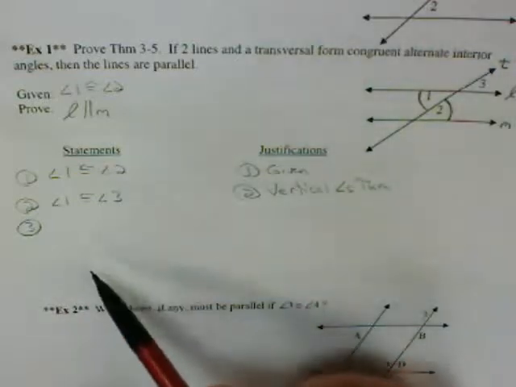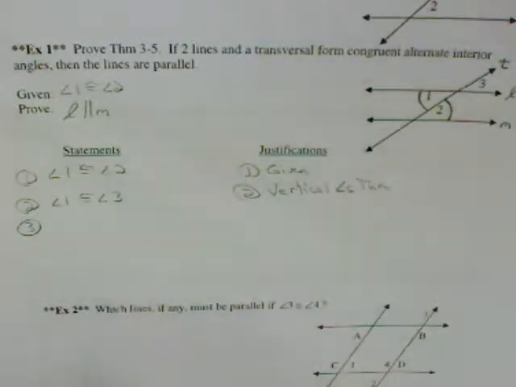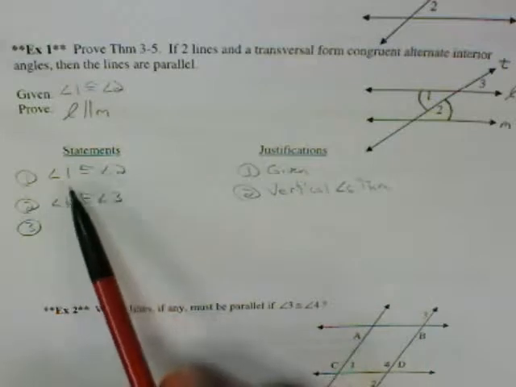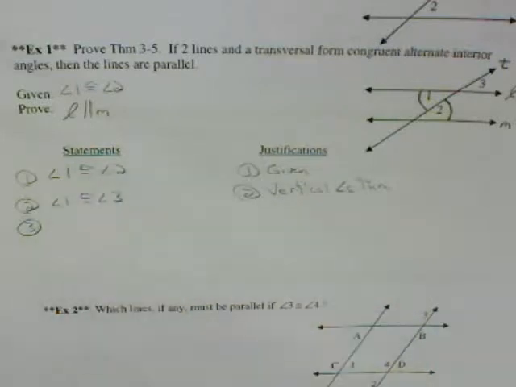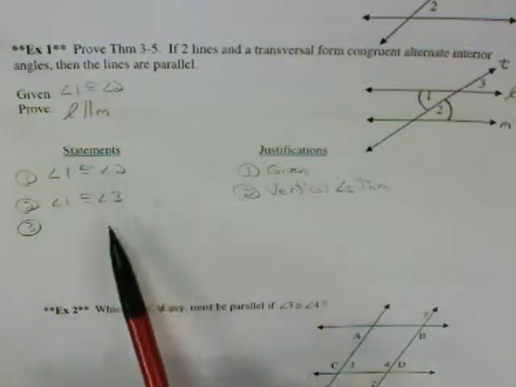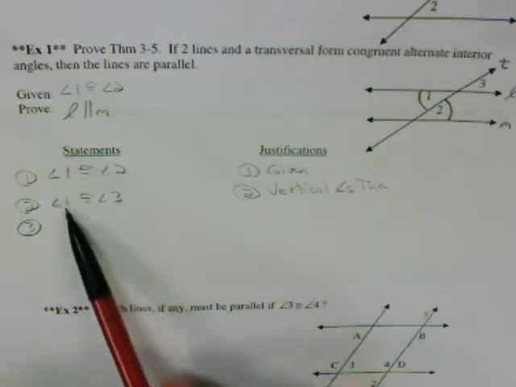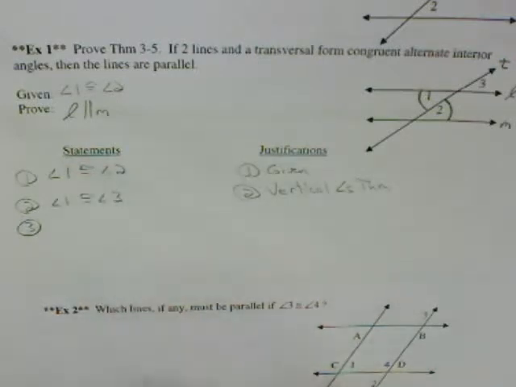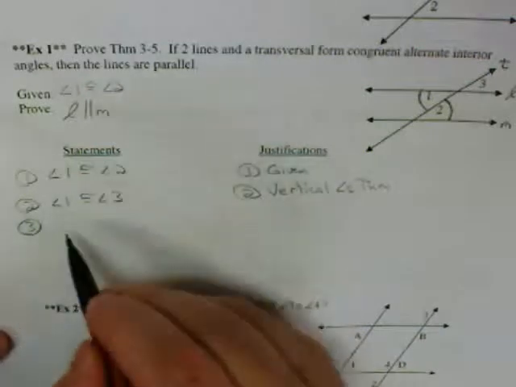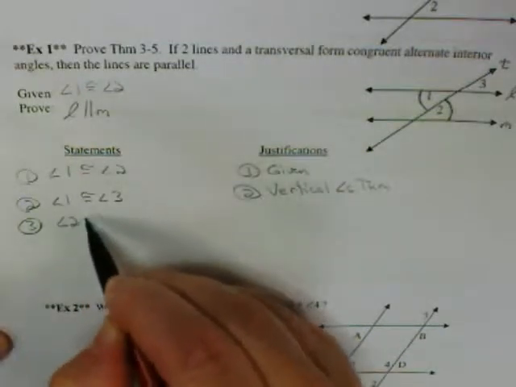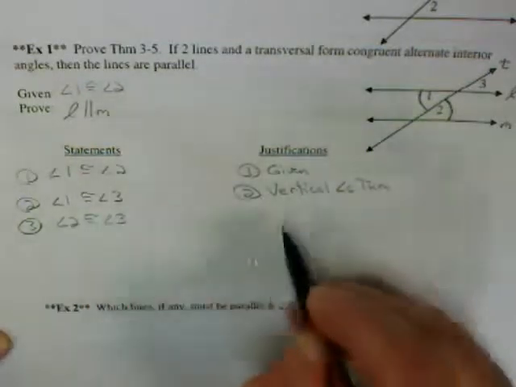Right, so we're working here. We're trying to show that L is parallel to M. You look at what we have built up here. 1 is congruent to 2 and 1 is congruent to 3. Well, if both of these angles are congruent to 1, then they have to be equal to each other. There's no other way. So we know that angle 2 has to be congruent to angle 3.